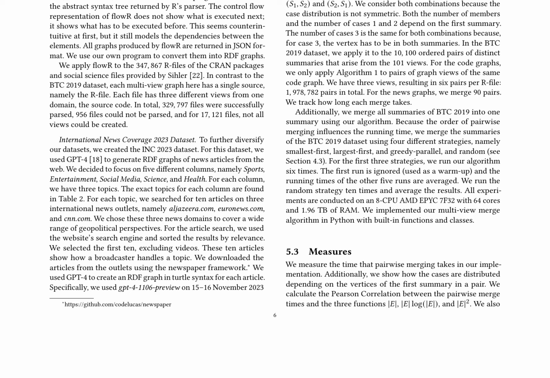The authors tracked the time each merge took and merged all summaries of the BTC 2019 dataset into one summary using 4 strategies: smallest first, largest first, greedy parallel, and random. The experiments were conducted on an 8-CPU AMD EPYC 7F32 with 64 cores and 1.96 terabytes of RAM, implementing the multi-view merge algorithm in Python.